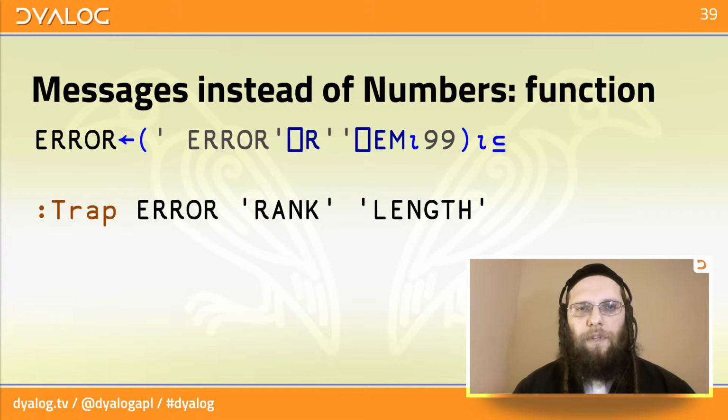And this allows us to write :Trap, and then error, which is the name of our function, and then any one or more of these error names. So if you want, you can modify these to your liking. You might, for example, want to use lowercase or some other shortening of them.